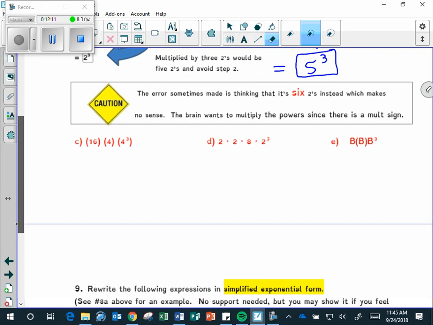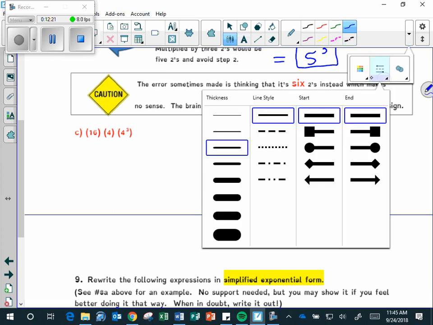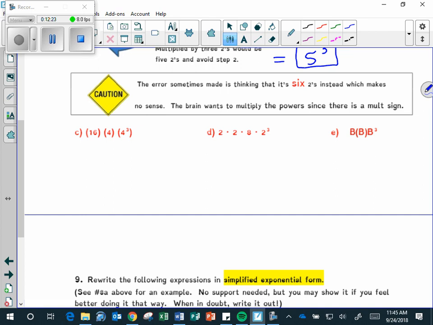Well, let's test drive it a little bit so you can see what we mean. So right here, let's get back to our pen. Sorry, I don't know why it keeps doing that. So right here, this is a great example of one that you could do more than one way.